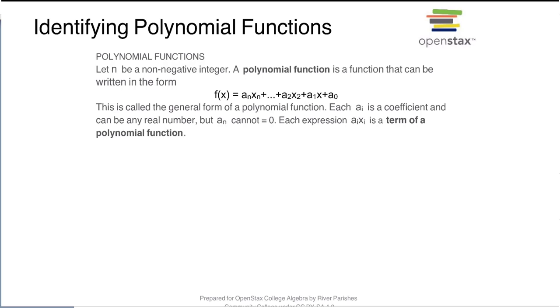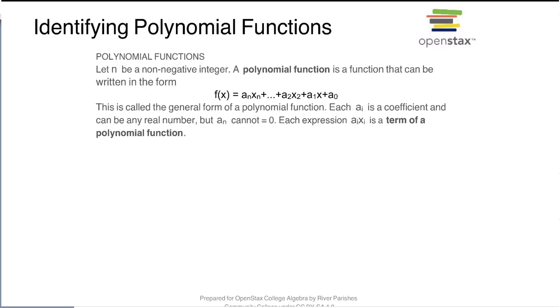Hi, this is part 2 of 5.2. We're talking about polynomial functions. So let n be a non-negative integer. A polynomial function is a function that can be written in the form below. This is called the general form of a polynomial function.